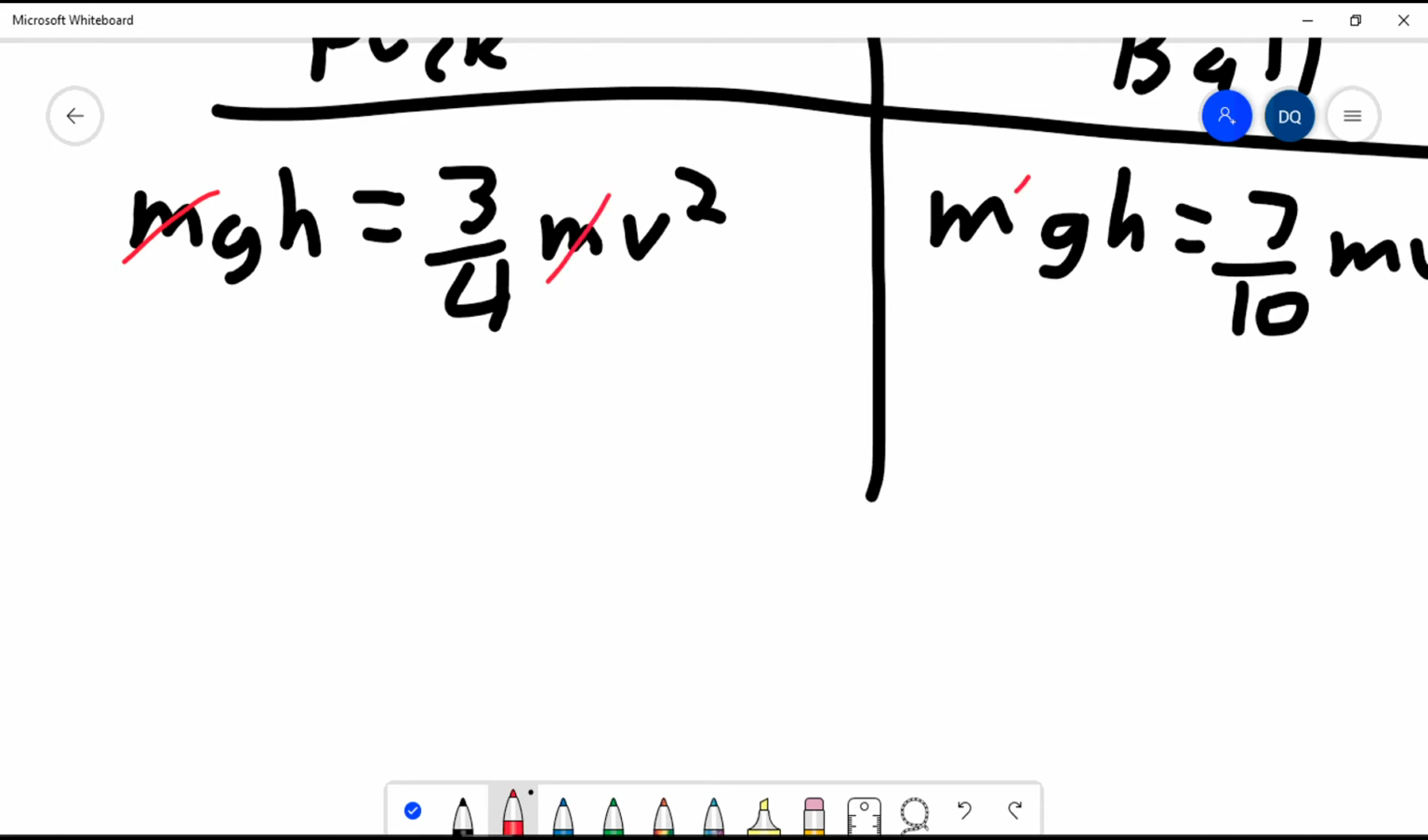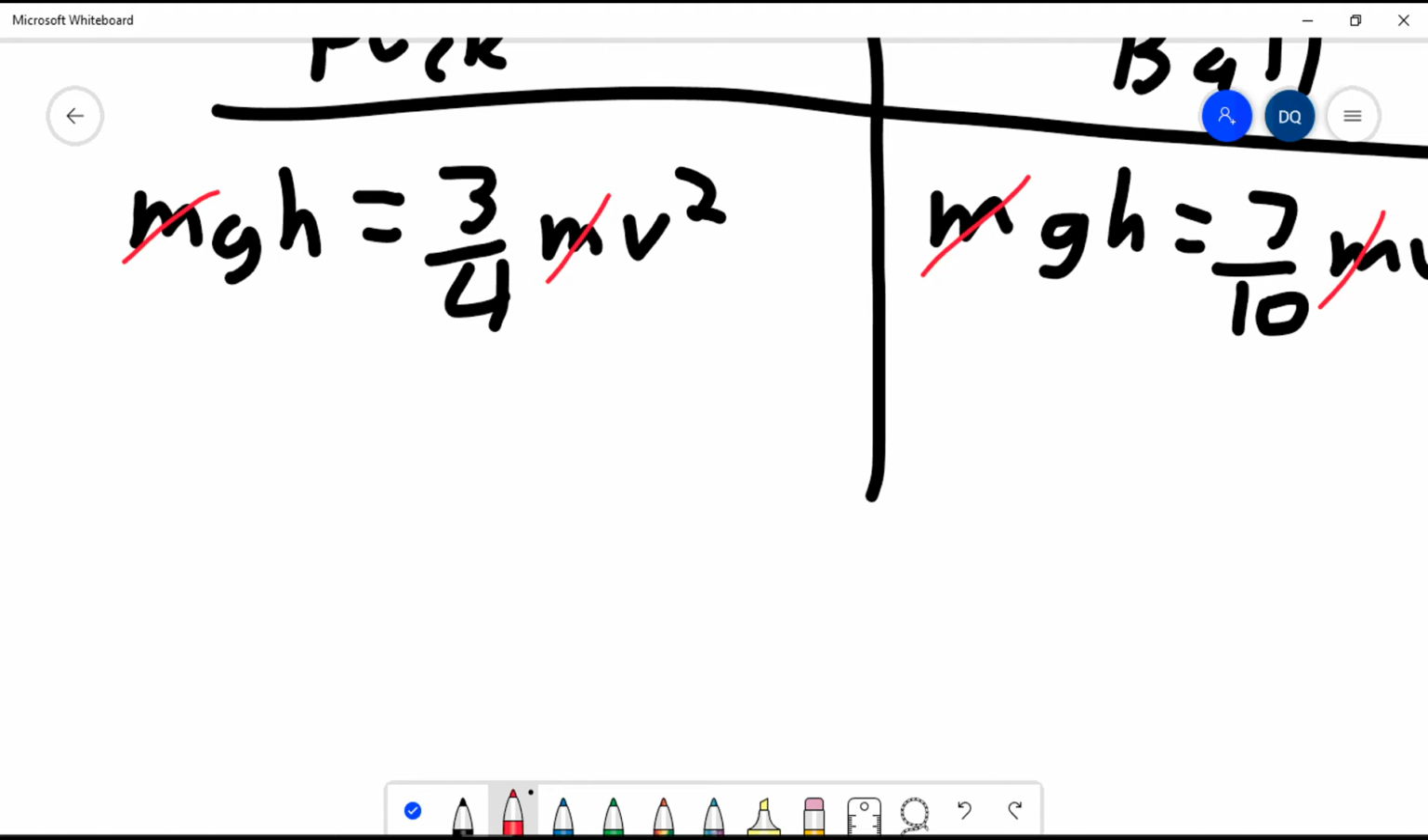See, the mass cancels here and the mass cancels there. That should come as no surprise. Both of these are accelerating due to gravity, and one of the things you learned very early on in physics is if you drop any two masses, and their masses can be different from one another, they're both going to have the same acceleration due to gravity. And because we're rolling this down a ramp, it's only gravity providing the acceleration, so we should expect it to be independent of the mass.